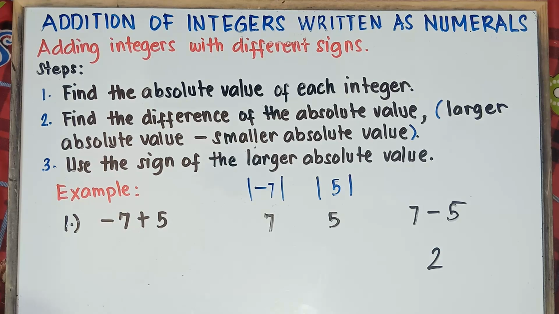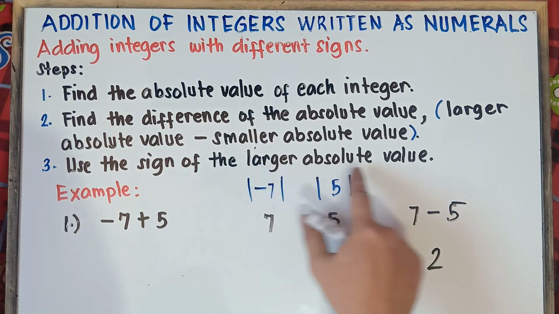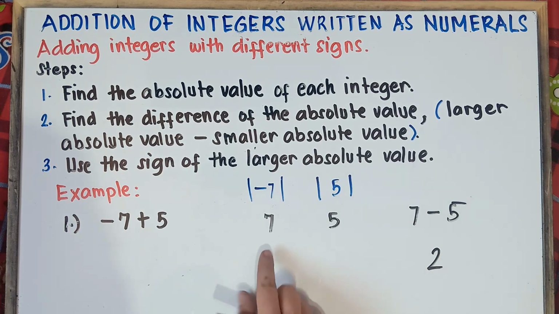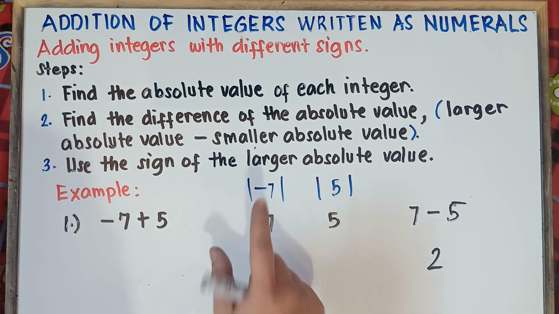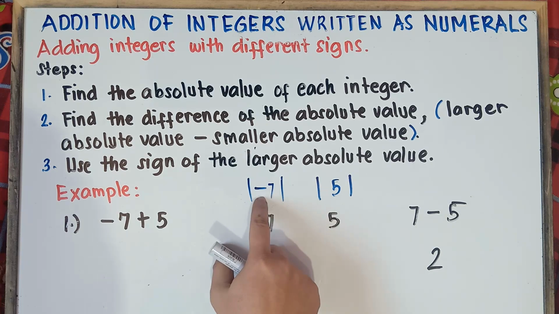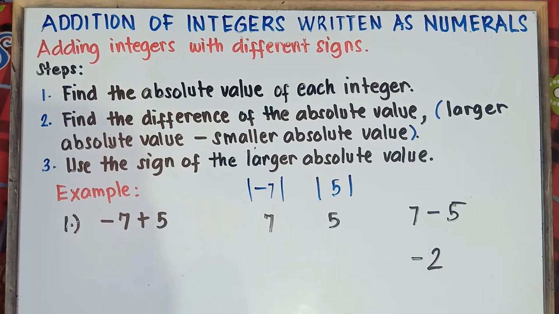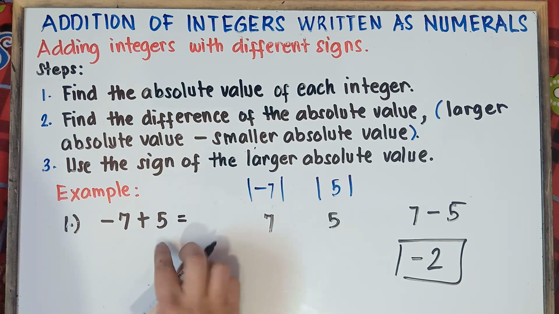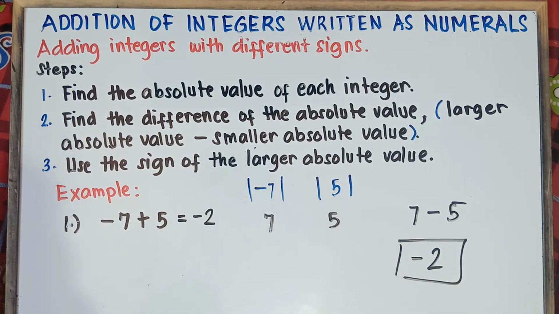And then step 3, use the sign of the larger absolute value. So once again, class, our larger absolute value, that is 7, came from negative 7. So we copy the sign of negative 7. Therefore, our answer is negative 2. Okay, therefore, negative 7 plus 5, the answer is negative 2.